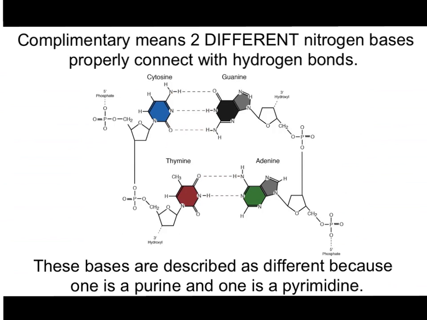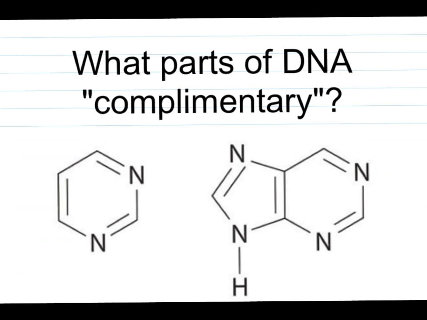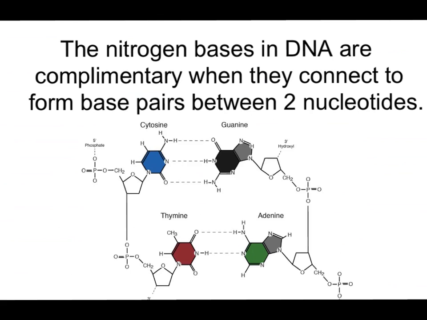And if you look closely, you'll see that the complementary bases are actually different. One's always going to be a purine and the other one will always be a pyrimidine. So, what parts of DNA are complementary? The nitrogen bases in DNA are complementary when they connect to form base pairs between two nucleotides. Cytosine is complementary to guanine, and thymine is complementary to adenine.